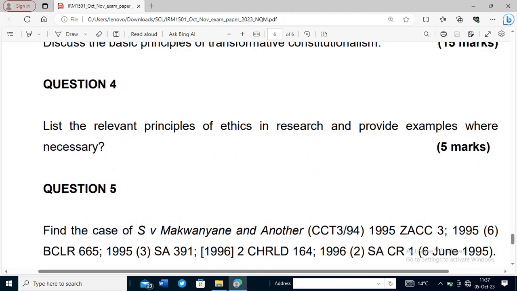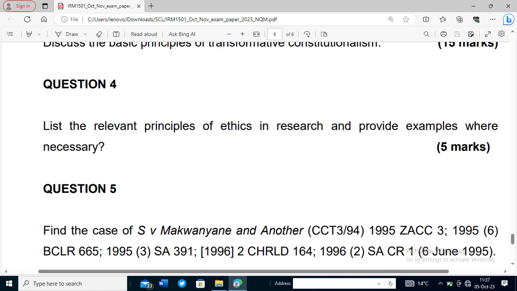Okay, question 4. It said: list the relevant principles of ethics in research and provide examples where necessary. For this one also, I do believe the answers are in the study guide. But let me just check, let me just confirm. What is it? Principles of ethics.